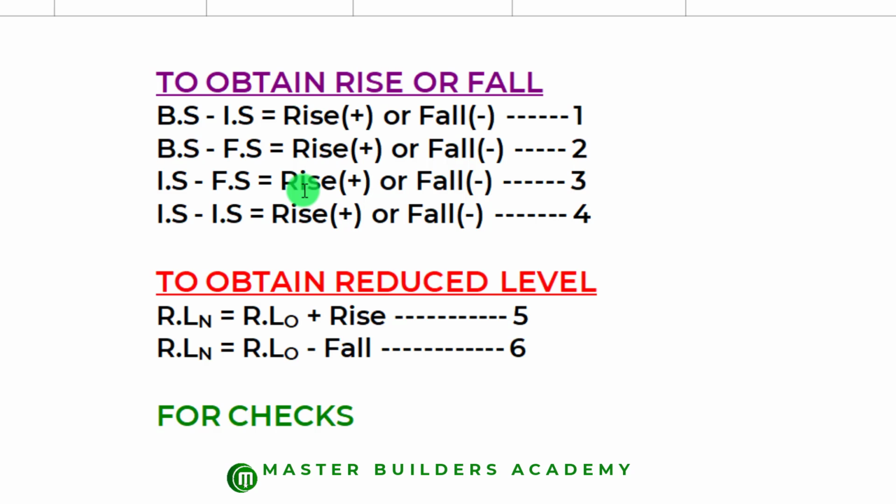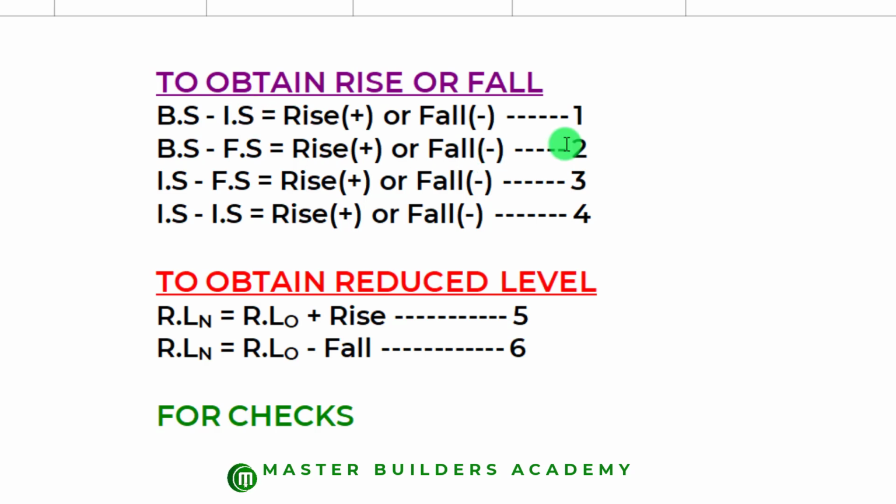As you can see, these are the four possible models at this level that will help you obtain the rise or the fall. So the big question is, when should I have a rise? When should I have a fall? When the difference between the backsight and the intersight, or the backsight and the foresight, or the intersight and the foresight, or the intersight to intersight, is positive, you have a rise. But when the difference is negative, you have a fall. So you need to understand this condition.